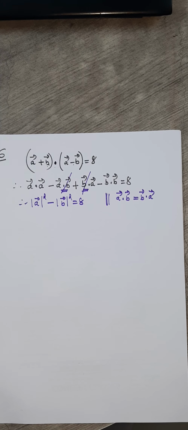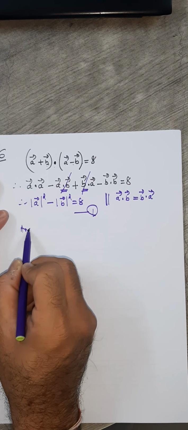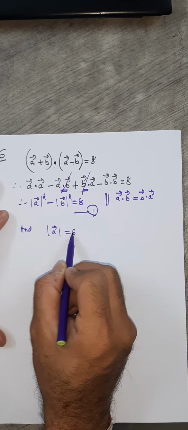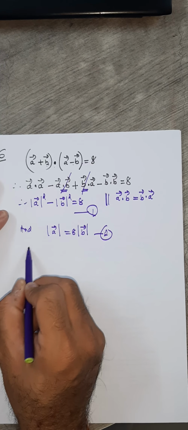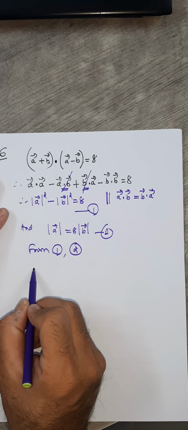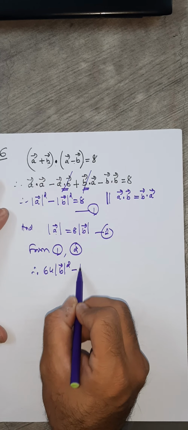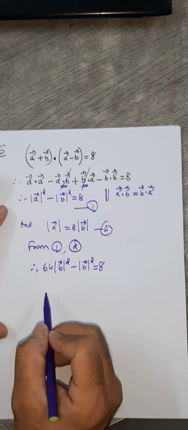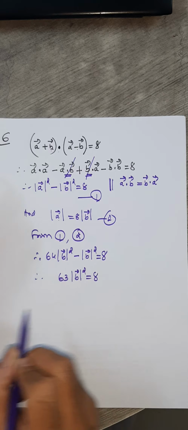One more condition you are given in this question. Call this 1: magnitude of A equals 8 times magnitude of B. This is given. So from 1 and 2, I'll place the value here. You get 64 times magnitude of B whole squared, minus magnitude of B whole squared, equals 8. So 64 minus 1, that's 63 times magnitude of B whole squared, equals 8.